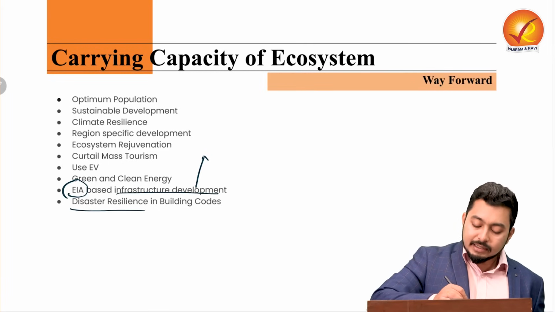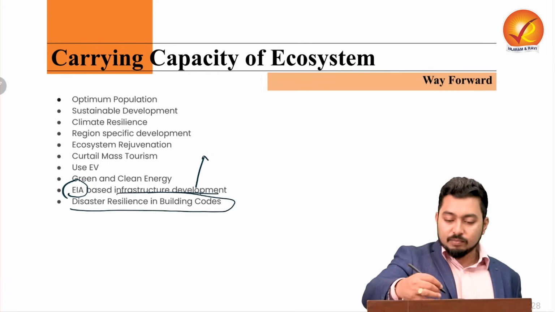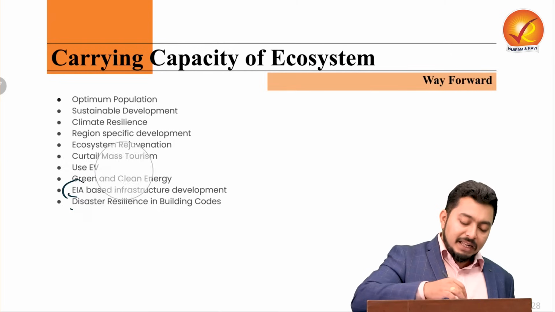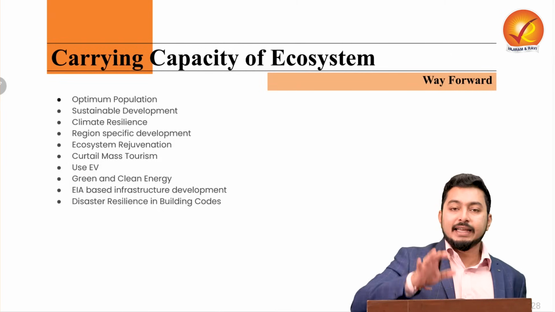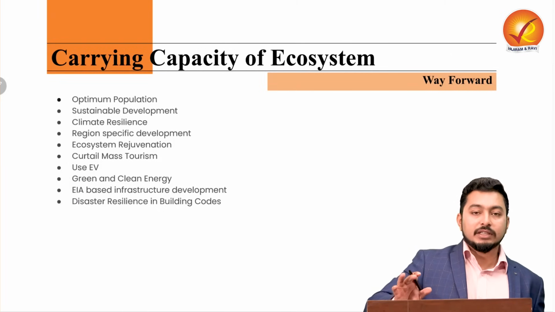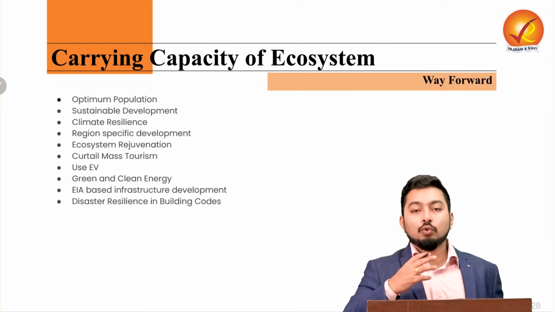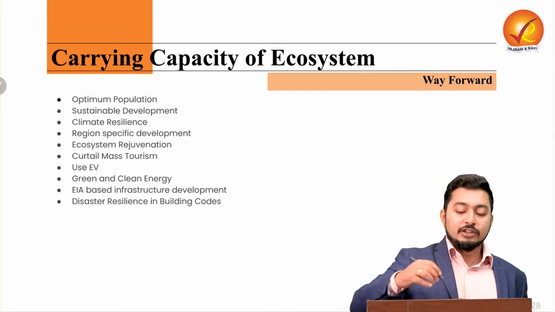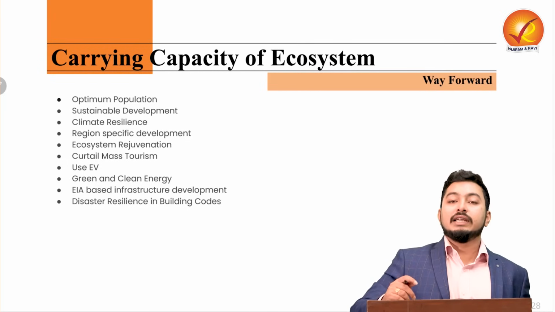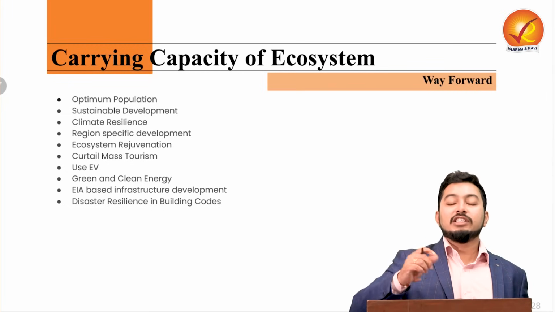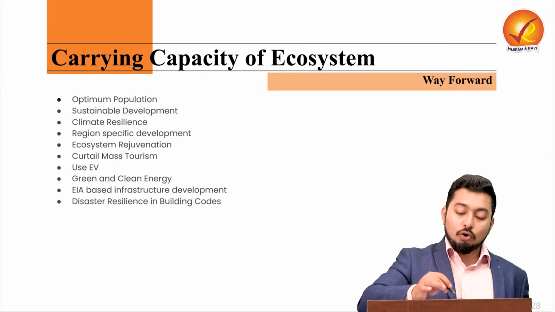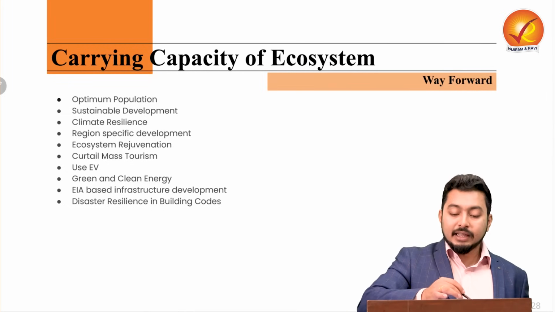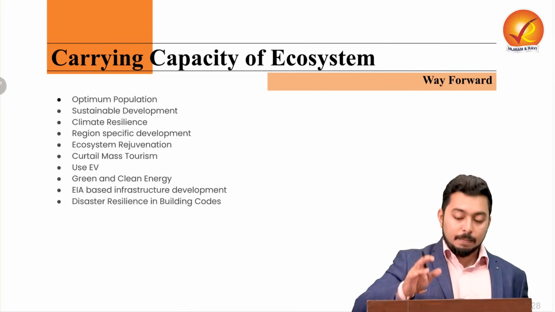Then disaster resilience in building codes, and this is a must. So we cannot build the way we build in Delhi, in let's say, Himachal Pradesh. So different building codes suited to their region, suited to their topography, suited to their soil have to be adopted, not only in the government bodies but also in the areas of tourism, more particularly in the tourist cities.